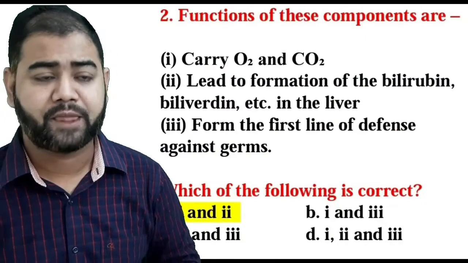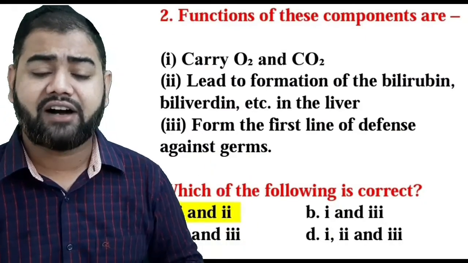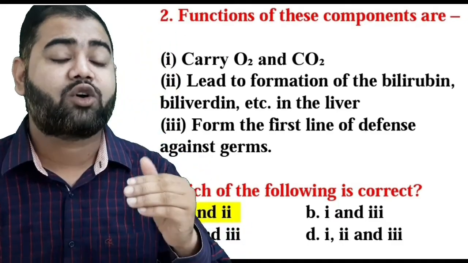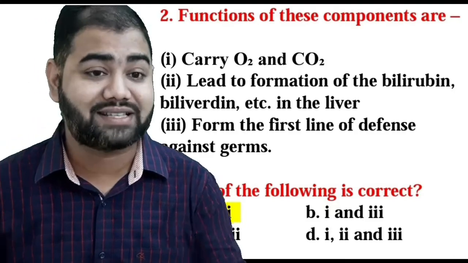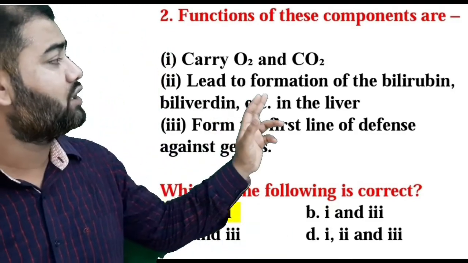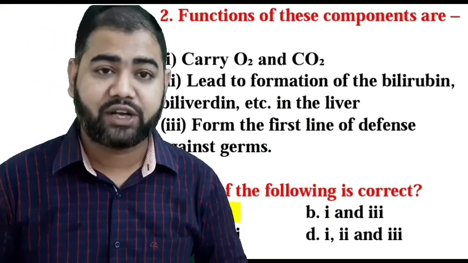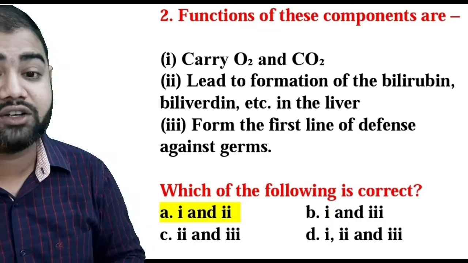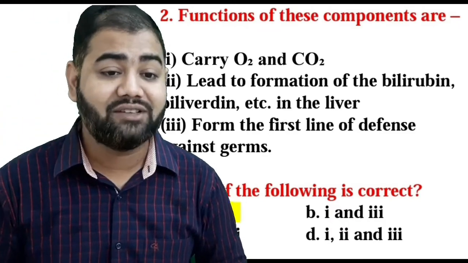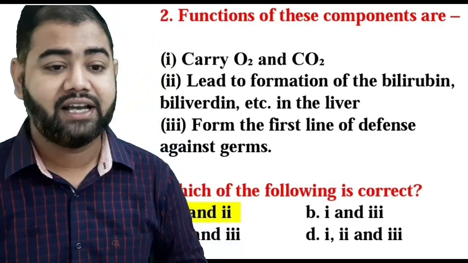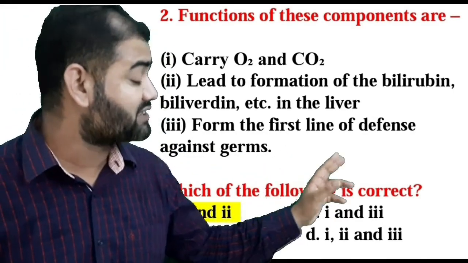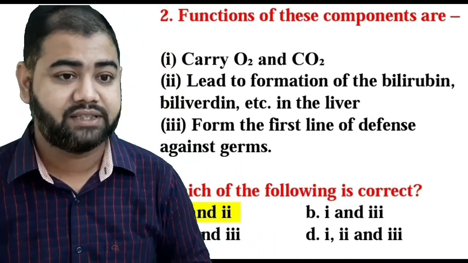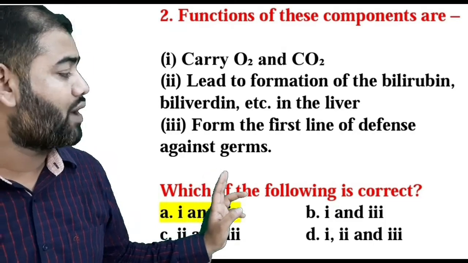Question number 2, from the stem: the functions of these components, that means the functions of the components of blood or blood corpuscles. The options are: 1, carry oxygen and carbon dioxide; 2, lead to formation of bilirubin, biliverdin, etc. in the liver; and 3, first line of defense against germs. Here the correct answer is options 1 and 2.